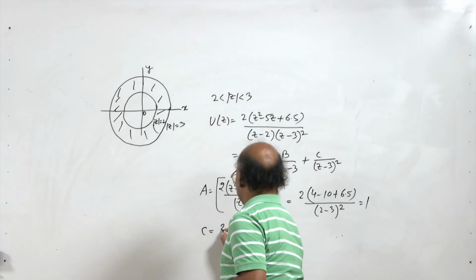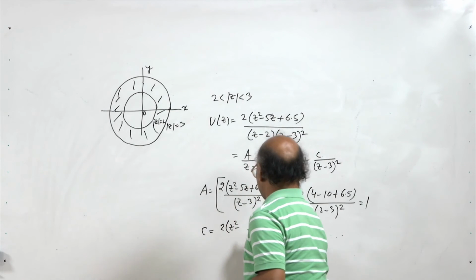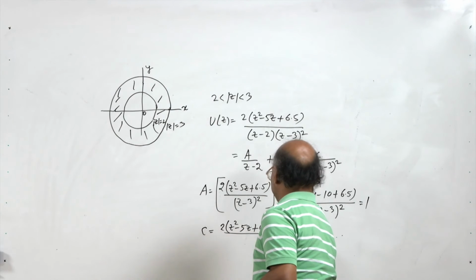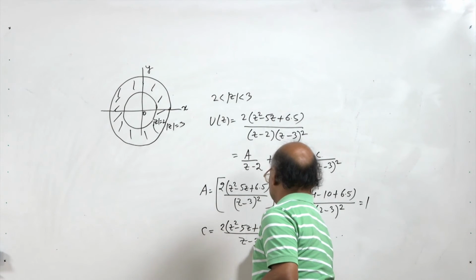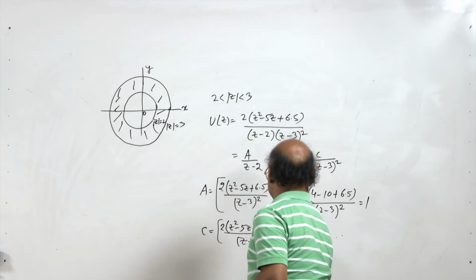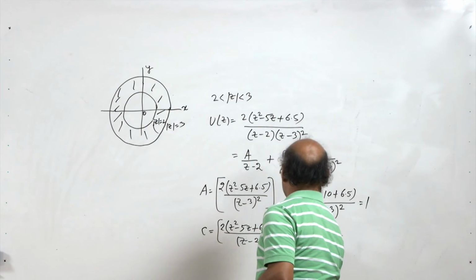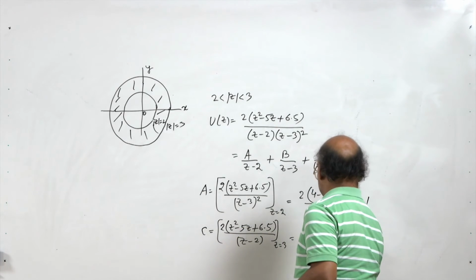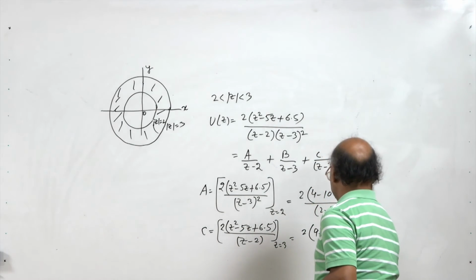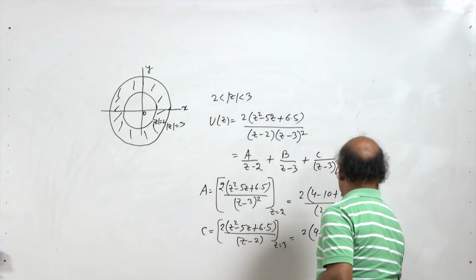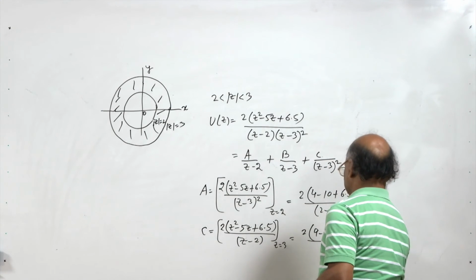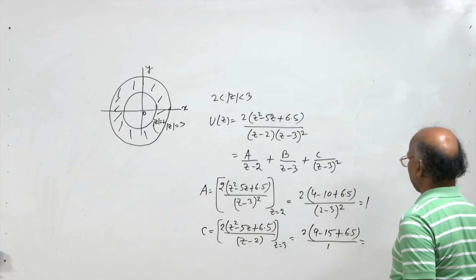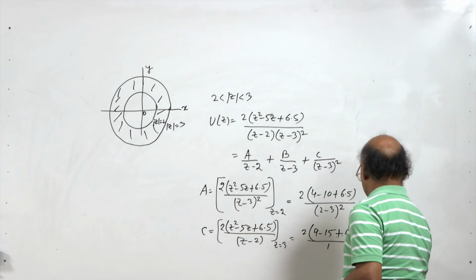Similarly, we can find directly the value of C. C will be (2z² − 5z + 6.5)/(z − 2), and let us put z = 3 in this. So we will get (2(9) − 15 + 6.5)/(3 − 2), which is 1. So we get 15.5 − 15 = 0.5, and 0.5 into 2 is equal to 1.